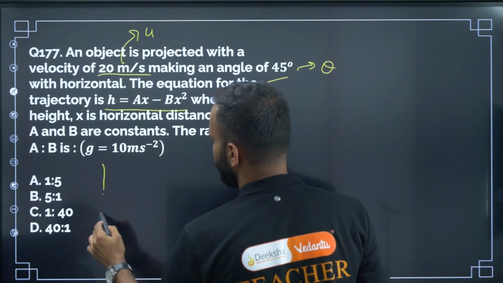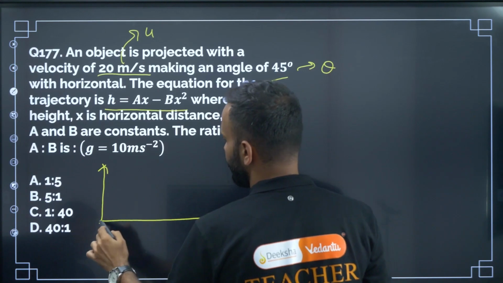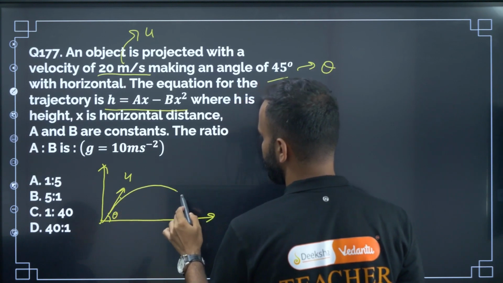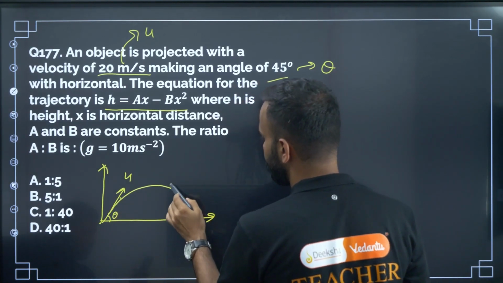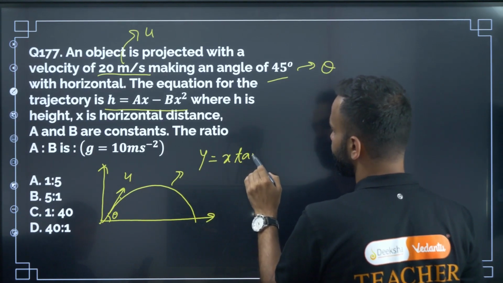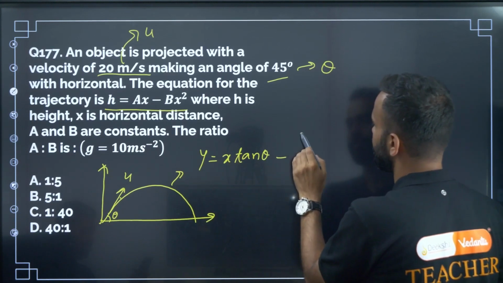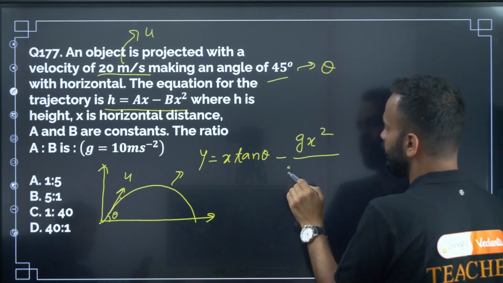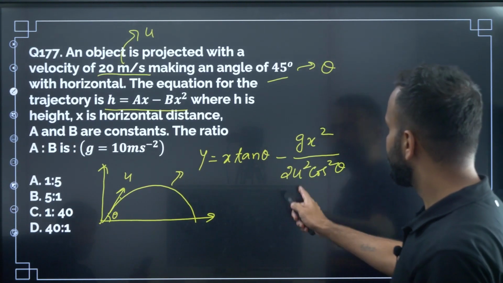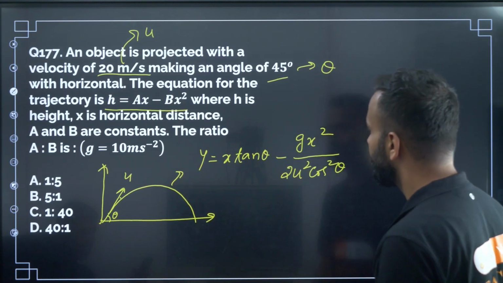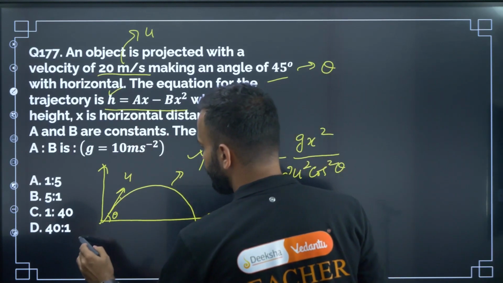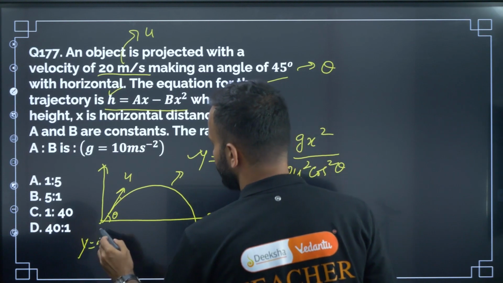So when the particle is projected with an initial velocity u, making an angle theta with the horizontal, the equation of this trajectory is y is equal to x tan theta minus gx square divided by 2u square cos square theta, right? So this is the equation of this trajectory, isn't it? So now compare these two equations. Here y equal to h.